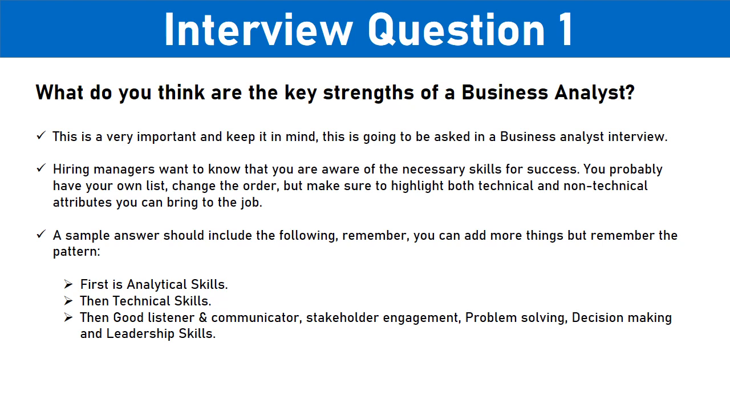Second is technical skills. Here, technical skill means to have knowledge of technicalities in the project, which include necessary BA skills including process mapping, flow charting, wireframing. Then we also have good listener and communicator. Requirement gathering is a key part of the role, so the ability to ask the right questions and correctly understand the information received is essential. Also, we can mention stakeholder engagement. Business analysts are likely to deal with stakeholders at all levels of an organization right up to the CEO.